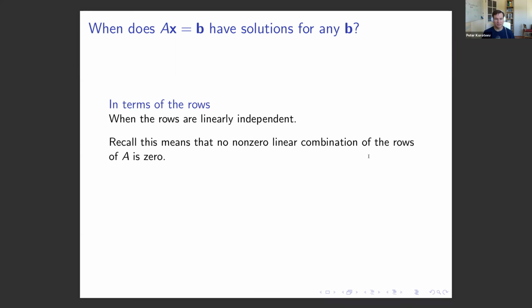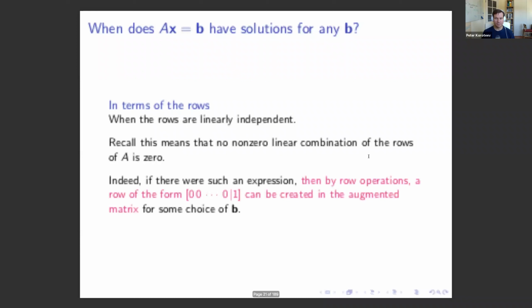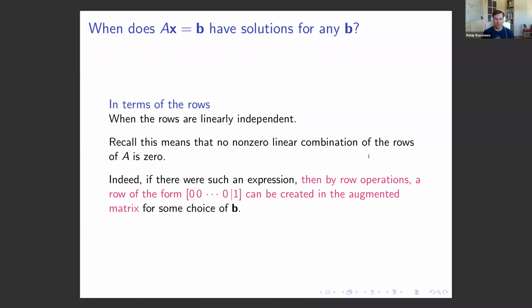Now recall that linear independence means that no non-zero linear combination of the rows of A is equal to zero. Indeed, if there were such an expression, then by row operations, a row of the form 0, 0, 0, and 1 at the end can be created in the augmented matrix for the choice of the right-hand side vector b.